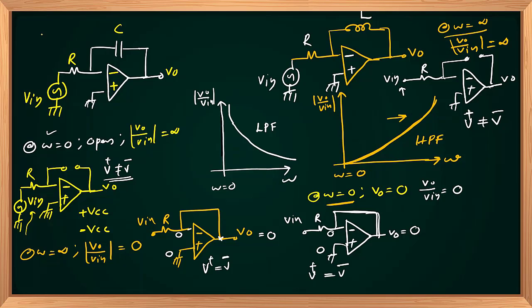So this is a low pass filter, or it is called an integrator. This is a high pass filter, or it is called a differentiator. Let us interchange the positions of R and C in the first circuit. Let us see what will happen.